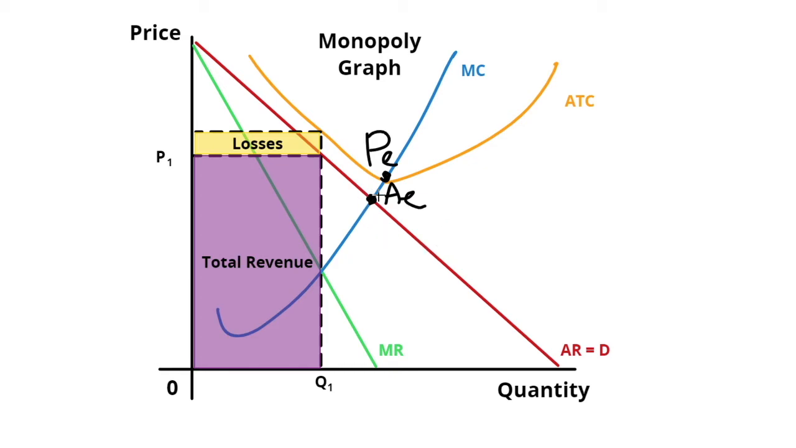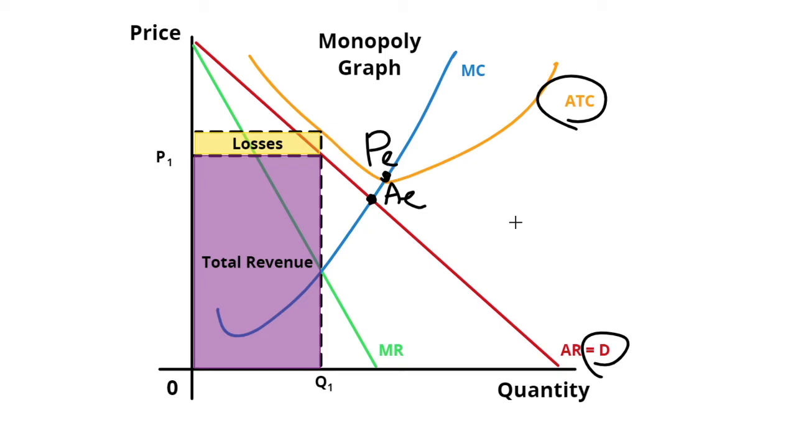So let's search for it. Break-even point, it occurs where ATC meets demand. So ATC, demand, wait, hold up. I can't find it. What do I do?